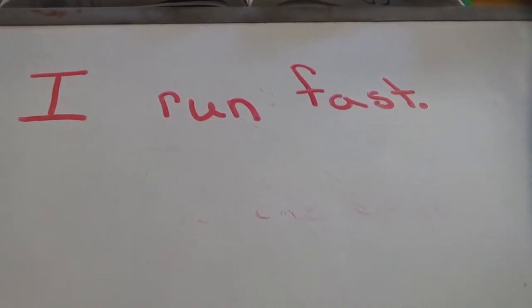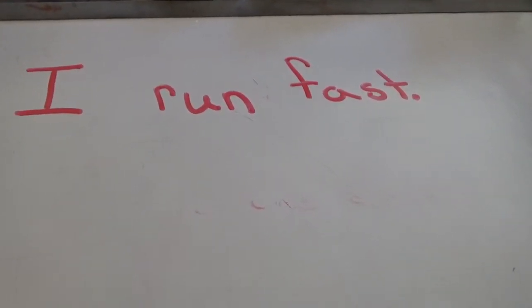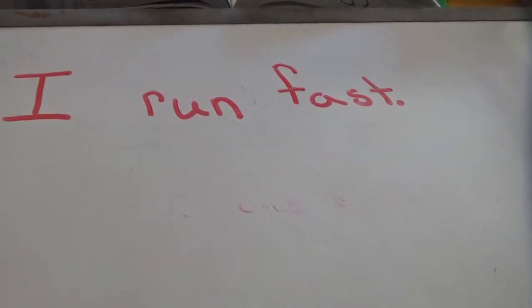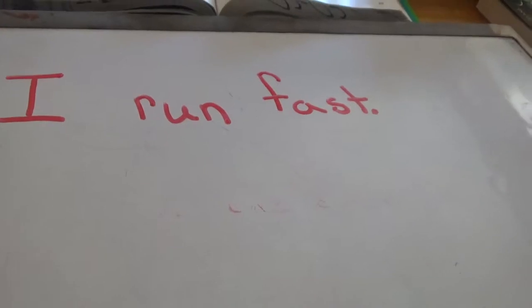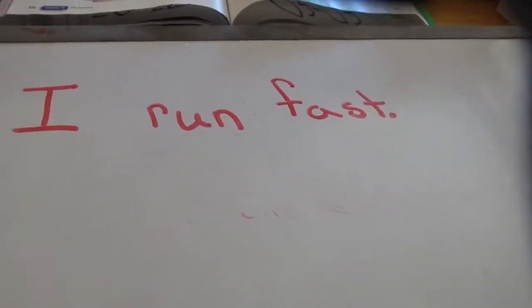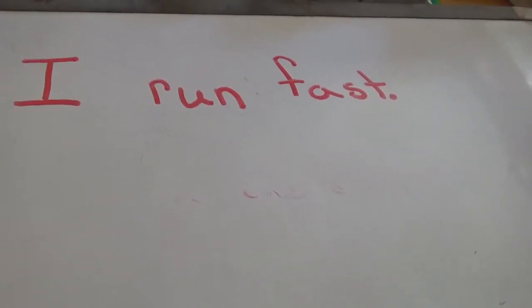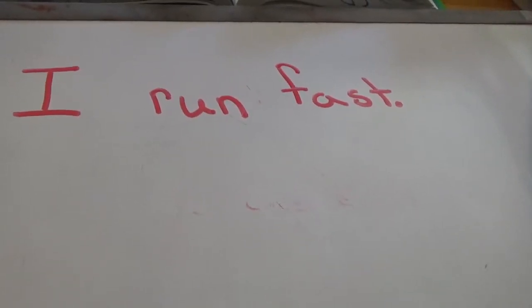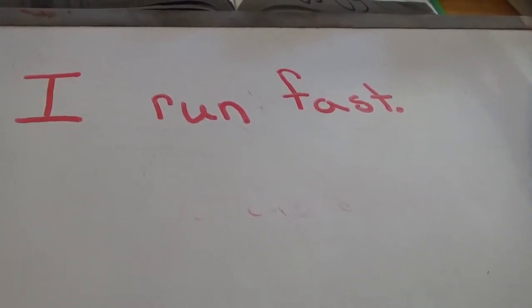I run fast. The first thing that you do in your diagramming, remember, is you find any prepositional phrases and put those in parentheses so that you can remember that the prepositional phrase won't be the subject or the predicate, the simple subject or the simple predicate, or the direct object or the indirect object, or the predicate nominative or predicate adjective. But we won't have any prepositional phrases in these sentences today because we're going to review that a little later. So let's start with finding the predicate.